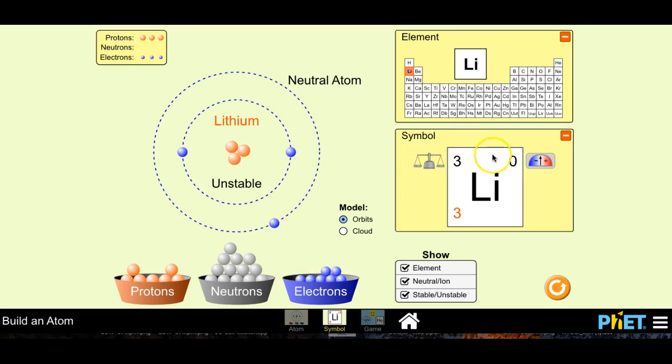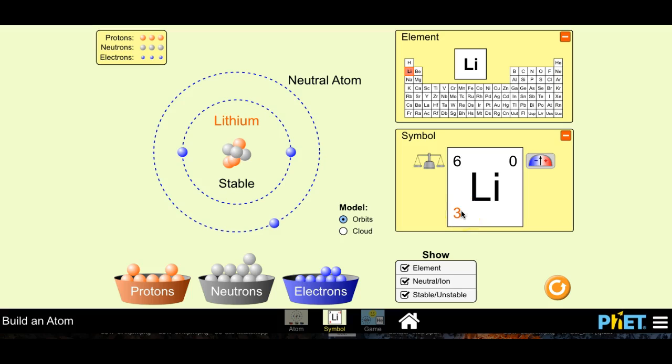And look what happens to my numbers. That tells me I've got no charge, I have 3 protons, and a mass of 3. Now, unfortunately, this little guy here is unstable. In order to stabilize him, I have to use the neutrons, at least one babysitter per proton, and you get a stable atom. Now look what's happened over here. It's got a 6 here and a 3 here.